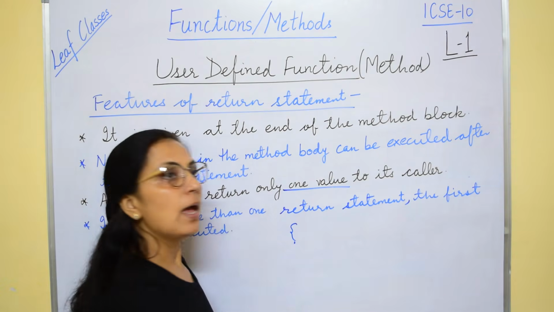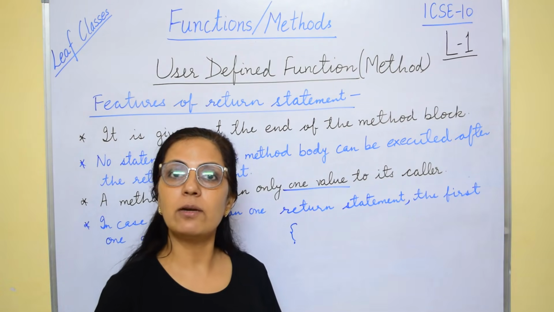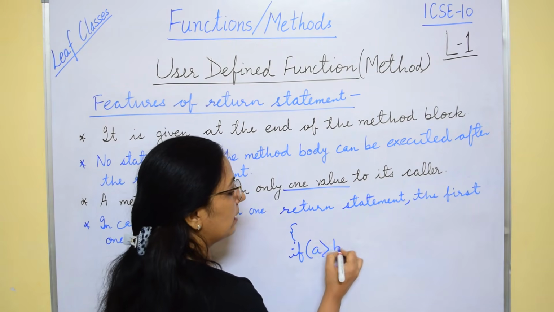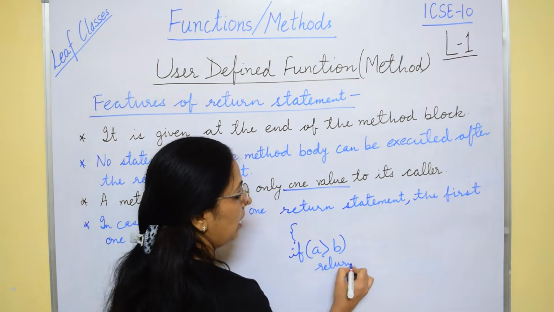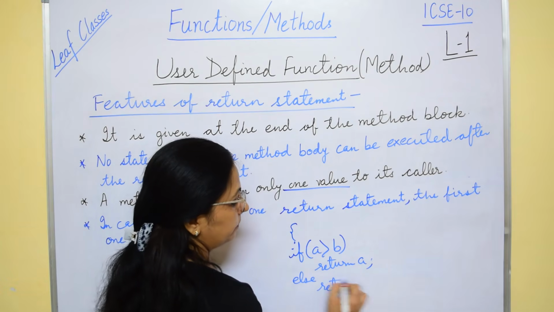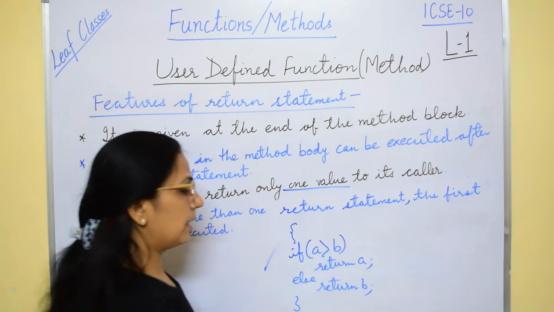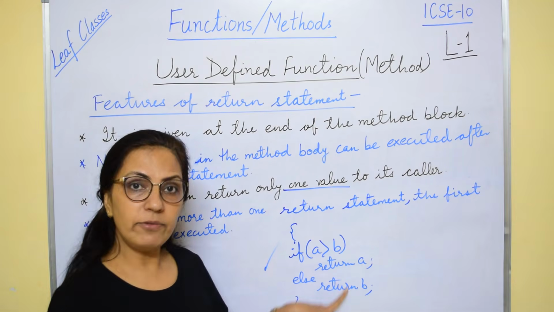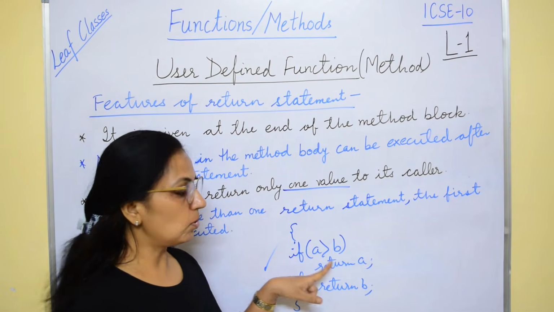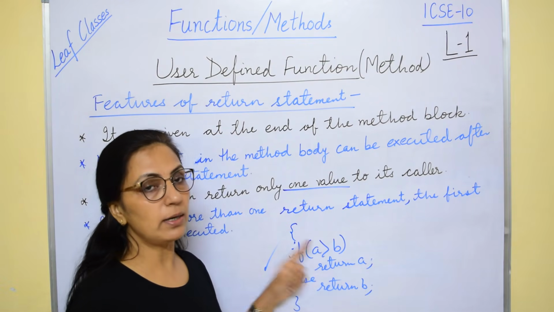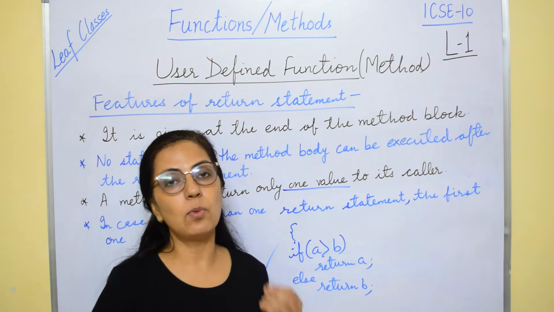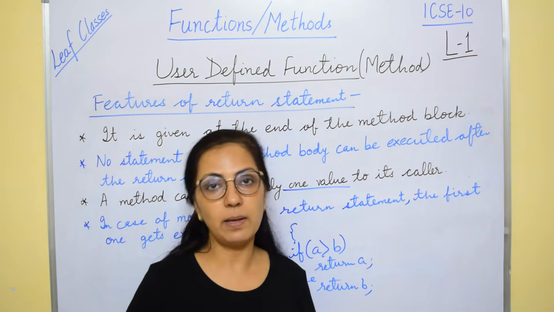Now suppose you have more than one termination point. Like suppose depending upon some if condition we want to return a value. Then you write: if A is greater than B, return A, else return B. Now this is correct, there is no error in this, but only one return will be executed. If this condition is true, the first return will be executed. If this condition is false, the second return will be executed. But in any case, more than one return statement cannot be executed.